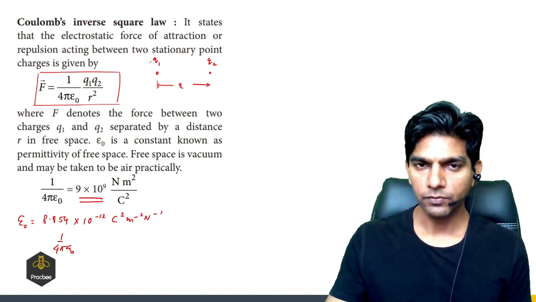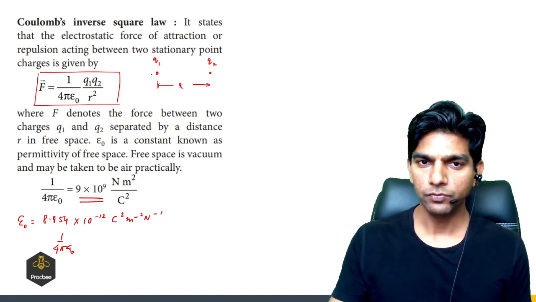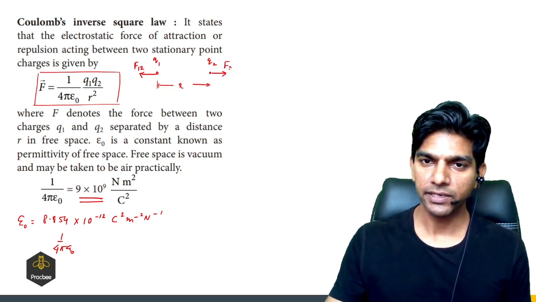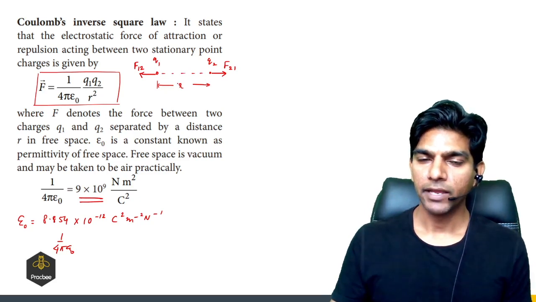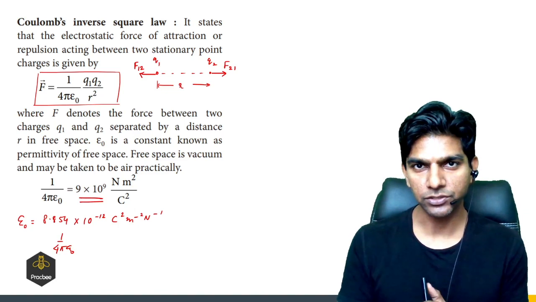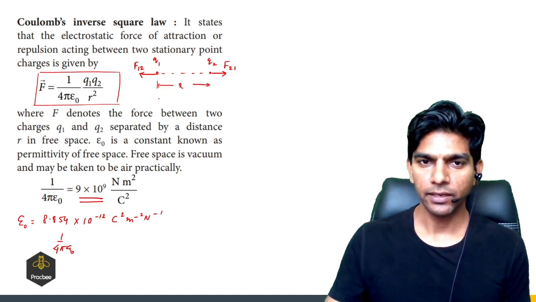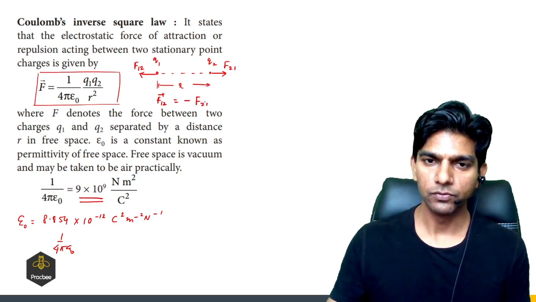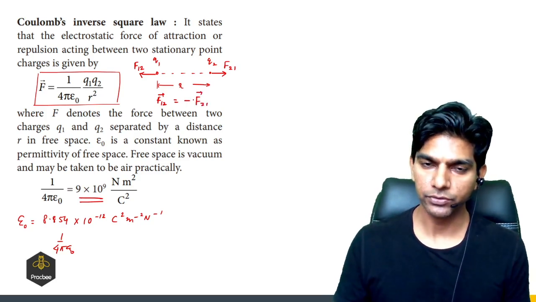So the force on particle 1 by particle 2 will be repulsive, and it will be along the line joining the two charges. So this is the force on the first charge due to the second charge, and this is the force on the second charge due to the first, right? These two forces act like an action-reaction pair, and we can say F12 equals negative of F21, and both have the same magnitude, right?